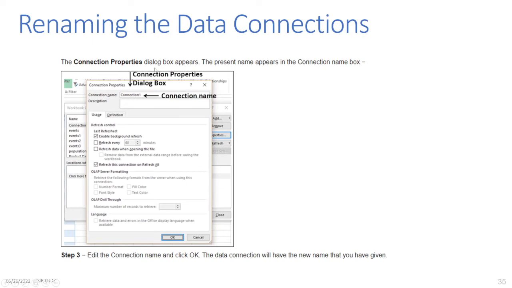So the Connection Properties dialog box appears and the present name appears in the connection name box. Edit the connection name and click OK. So we can change the name. The data connection will have the new name that you have given.